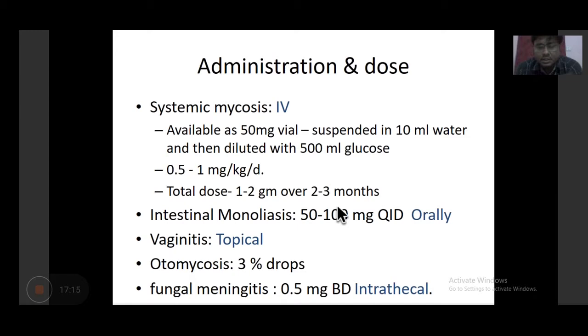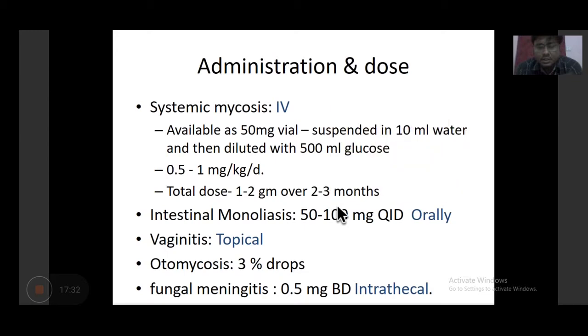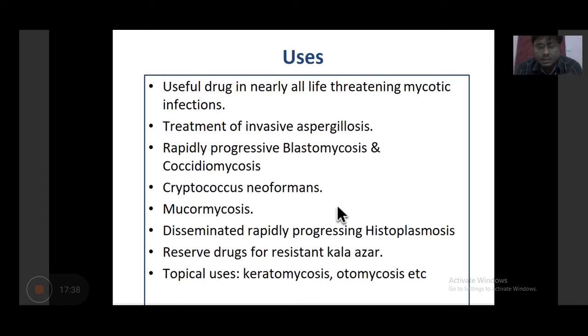So for amphotericin, you need to remember it is a broad spectrum drug, can be used for all the fungal infections, as well as it is available in all the possible dosage forms: oral, topical, intrathecal, intravenous. So it is a very, very important drug. We are dependent on amphotericin in many fungal infections where no other antifungal drug can be used. So the uses of amphotericin are very important to remember, that it is a useful drug in nearly all the life-threatening mycotic infections.